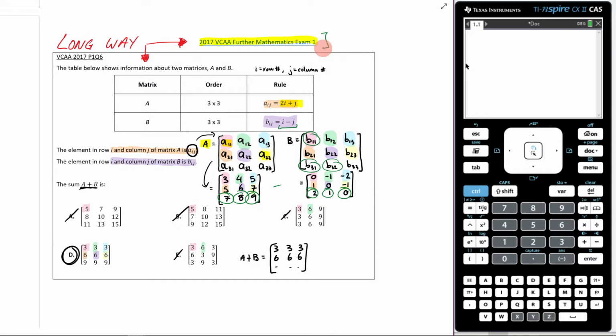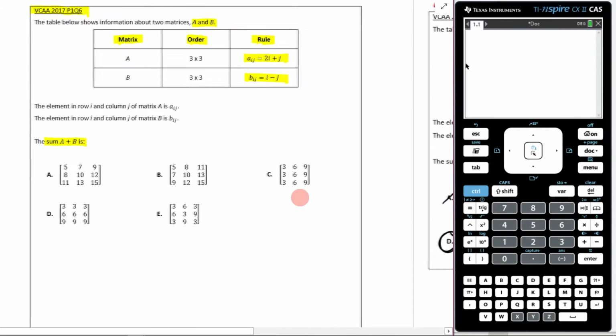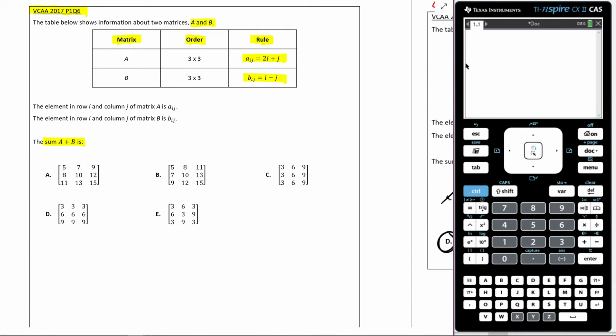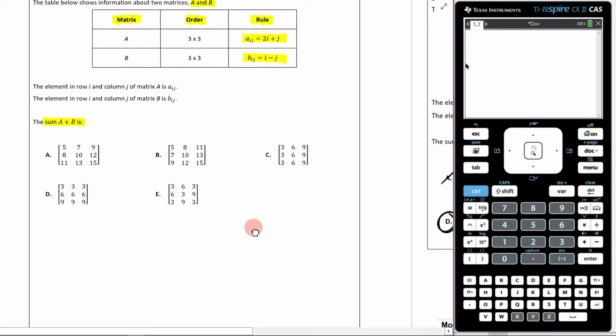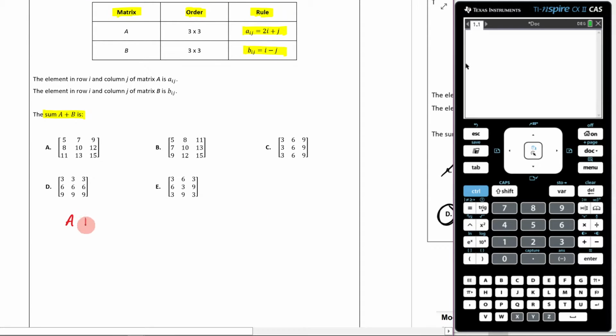But what I want to do now, and the working that I want you to put in your book, is something a bit different. And it's the quicker way to do this. So let's talk about this quicker way of answering this question. All right, let's grab a pen. So what we want to do here is we want to add A plus B.